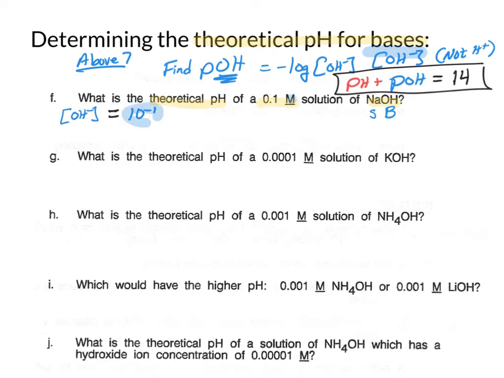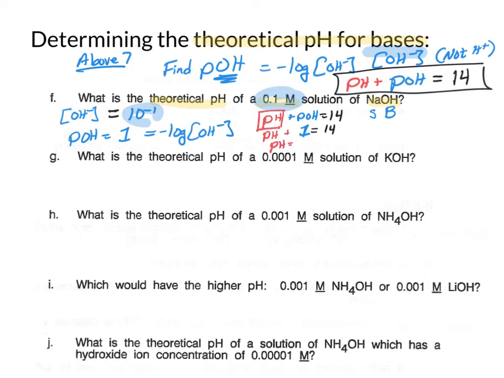From that, we can find something called the pOH. Now, the pOH is going to be 1. Just like we saw with the pH, it is just going to be the negative log of the molar concentration of hydroxide in this case. From that, we can find the pH by subtraction, recalling that the pH plus the pOH is equal to 14. If the pOH is 1, that means the pH must be 14 minus 1, or 13.